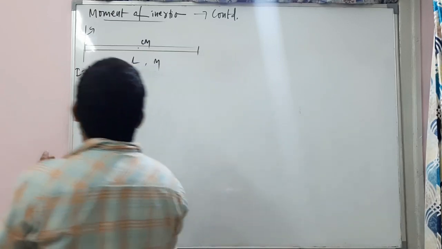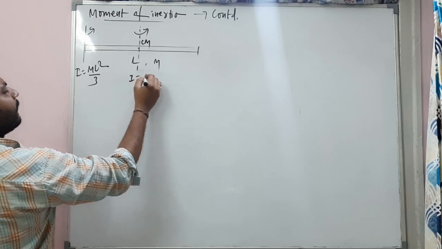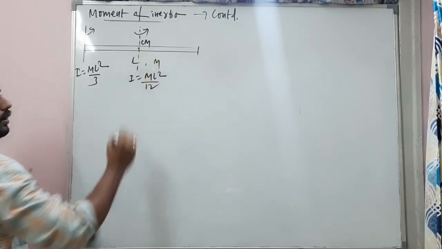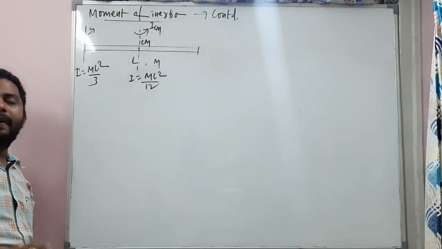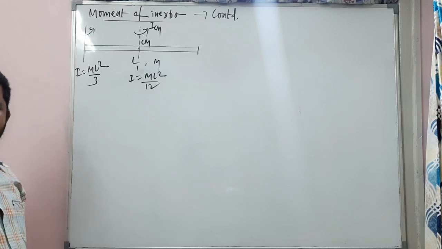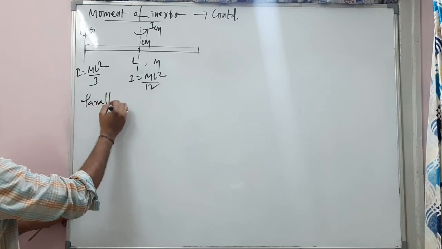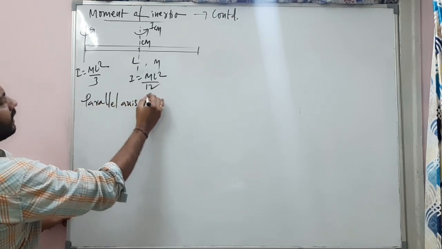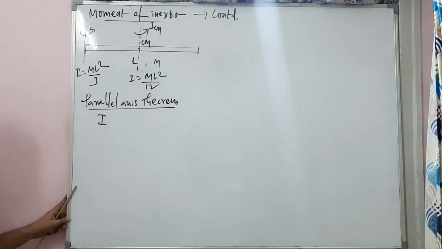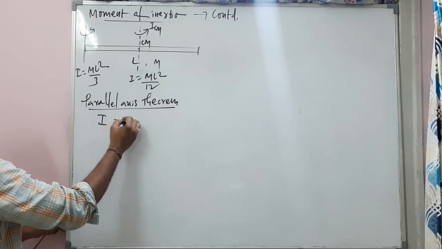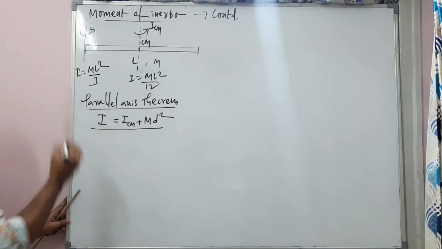here the moment of inertia will be ML square by 12, and this is what we have found by using the parallel axis theorem, my dear students. Let me revise the parallel axis theorem for your better understanding. Parallel axis theorem: look here, I is equal to I_CM plus M D square. This is the parallel axis theorem, my dear students.